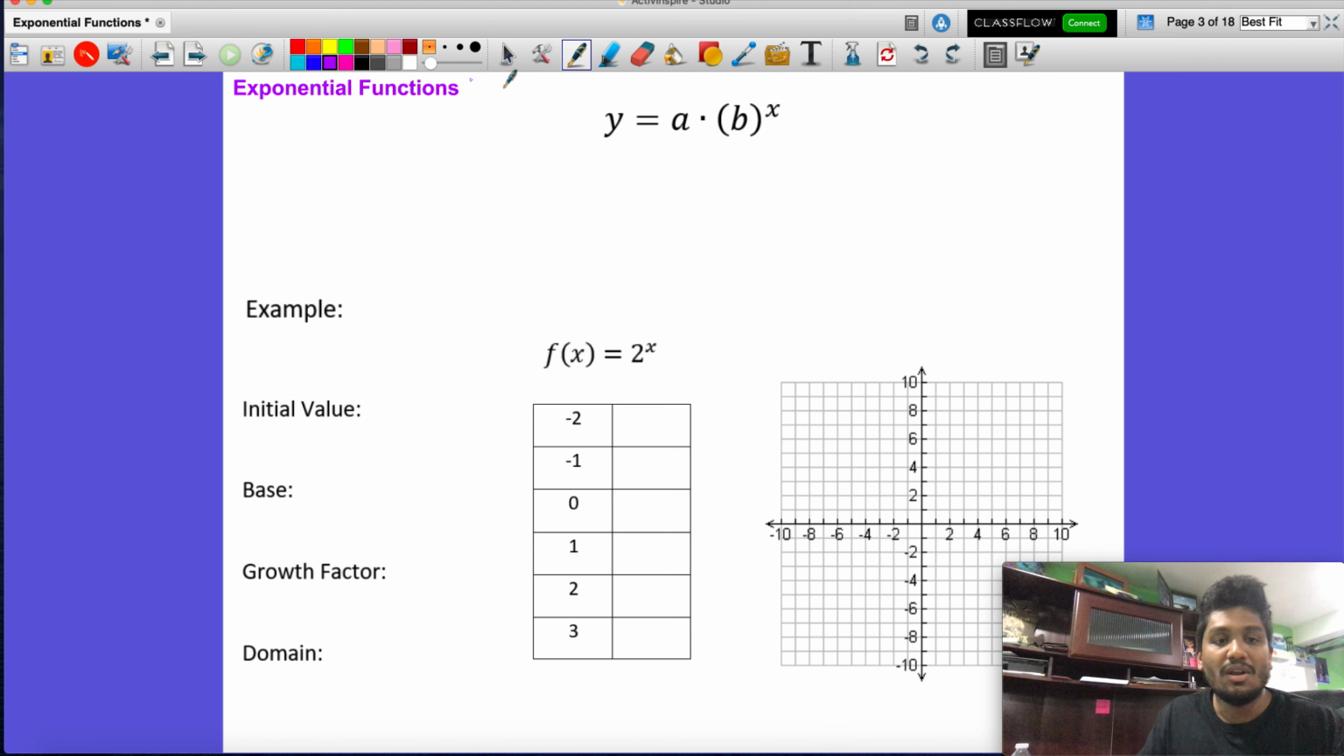All right? Okay, so let's just take a look at an example really quickly. So here we have the general form. Okay, this is the general form.